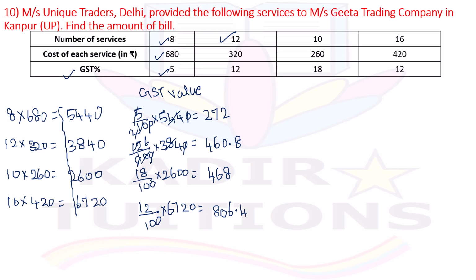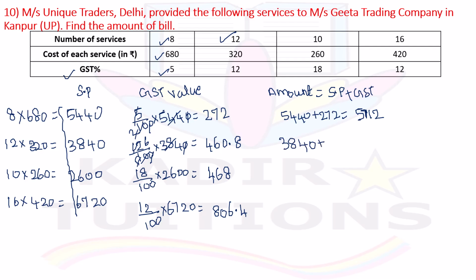So what is the amount of the bill? What is the amount actually? Amount is nothing but the price plus GST, right? Selling price plus GST. Here there is only selling price, because there is no discount. So I'm just putting this as selling price. Selling price plus GST. So here, 5,440 plus 272. So what is 5,440 plus 272? It is going to be 5,712.